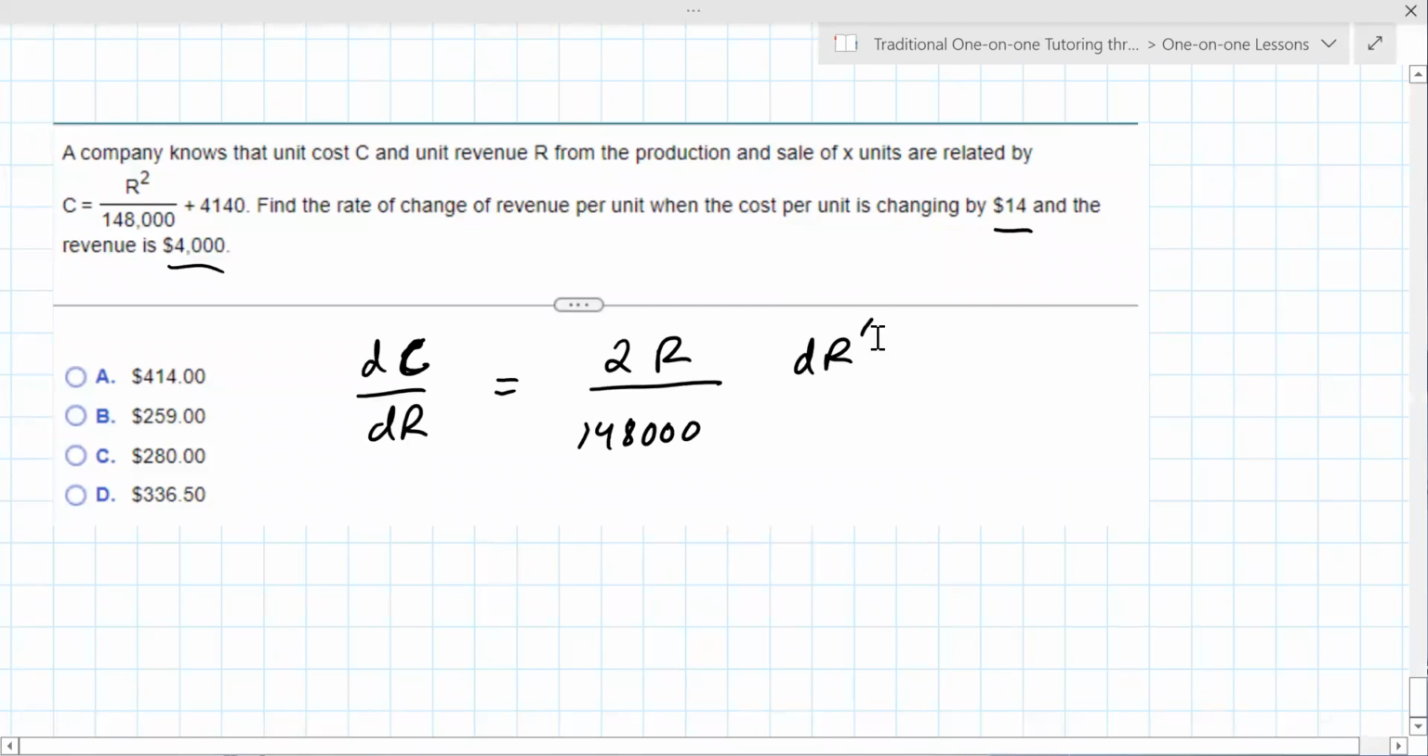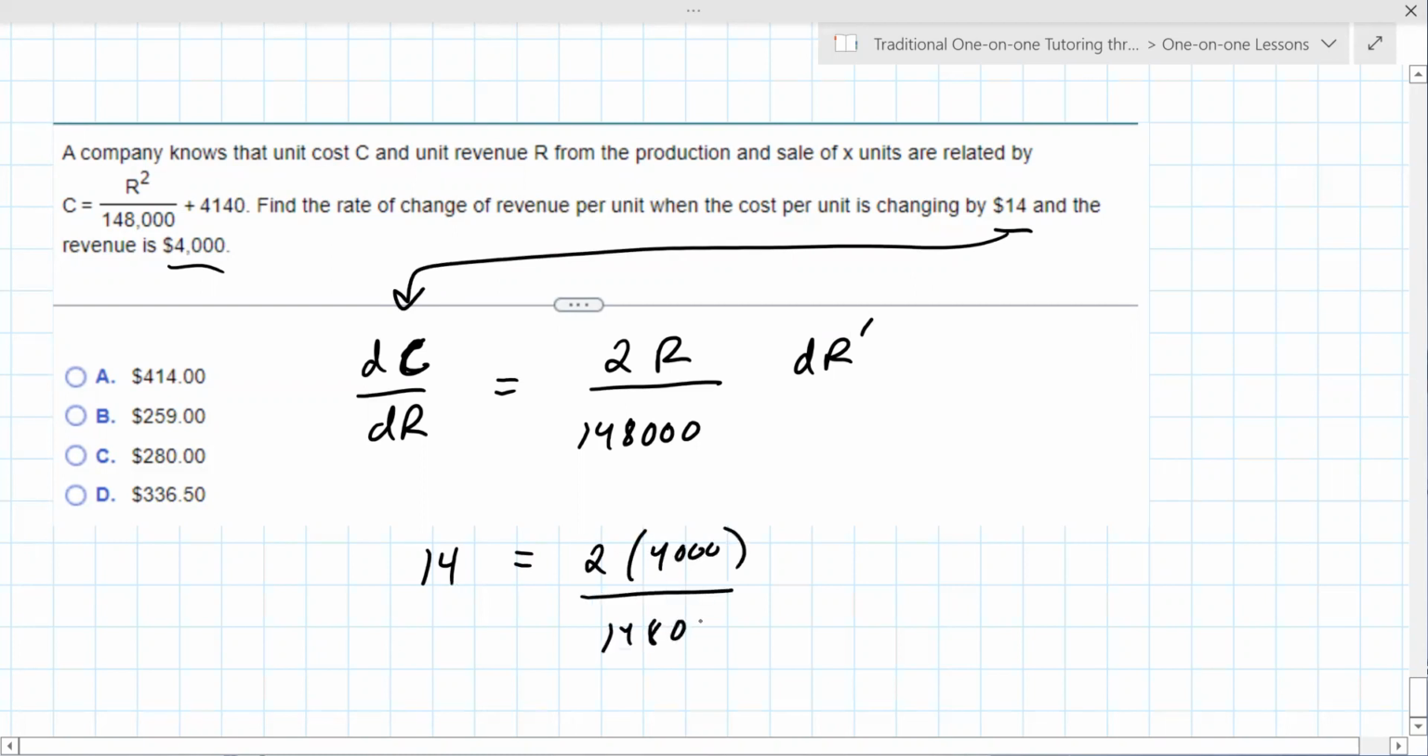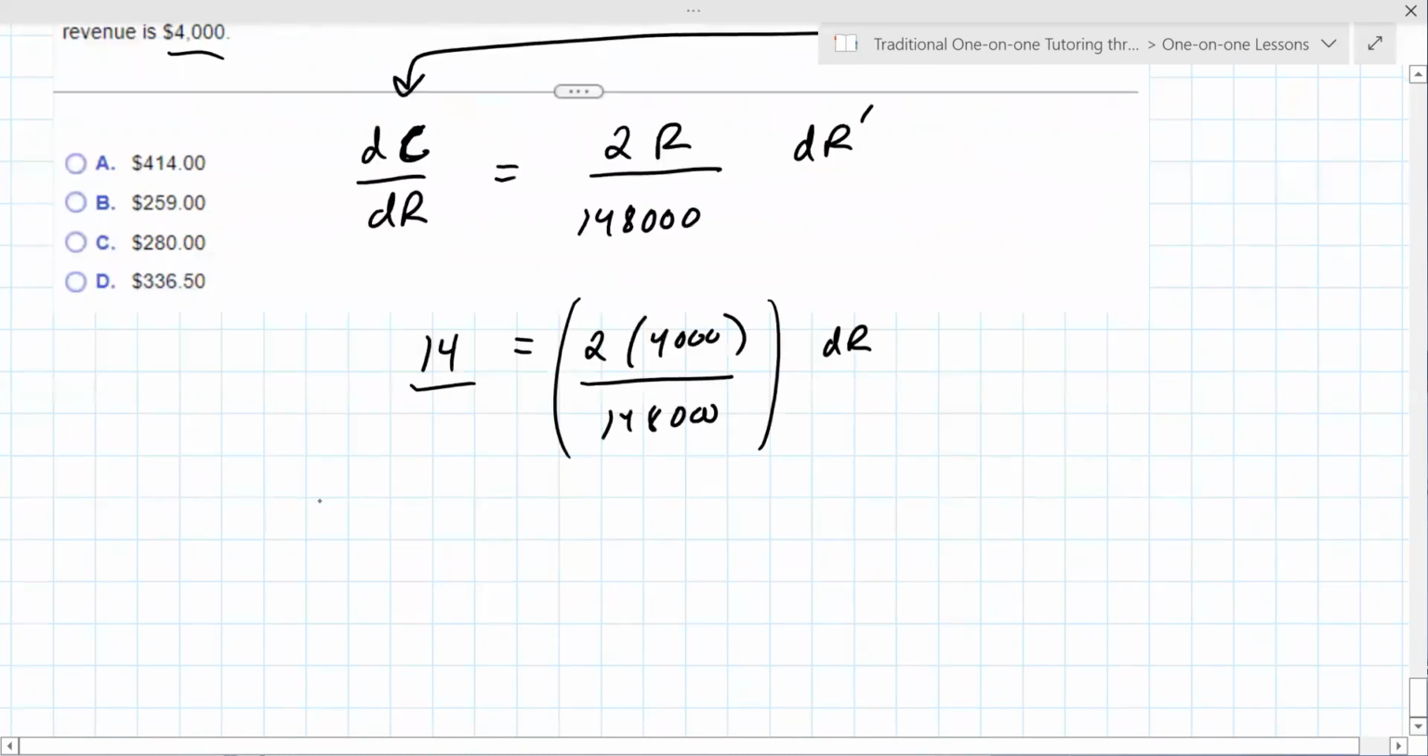They want this number here, this dR prime here, and they're telling you that the dC/dR is 14. So it's 14 equals 2 times 4,000 over 148,000 times this dR that we want. So we're just going to divide this onto both sides, this thing in parentheses here. So it's 2 times 4,000 over 148,000.